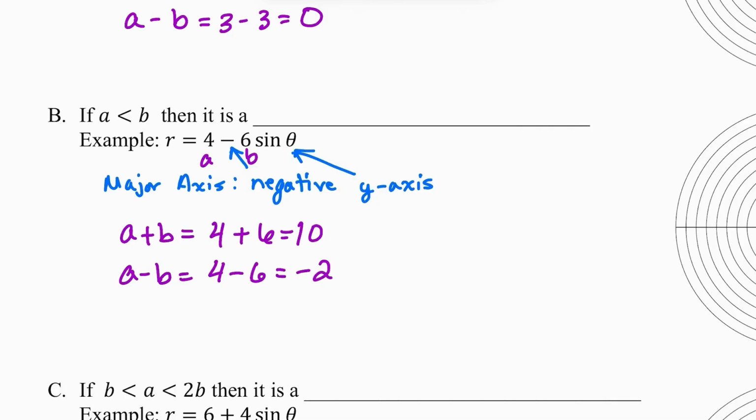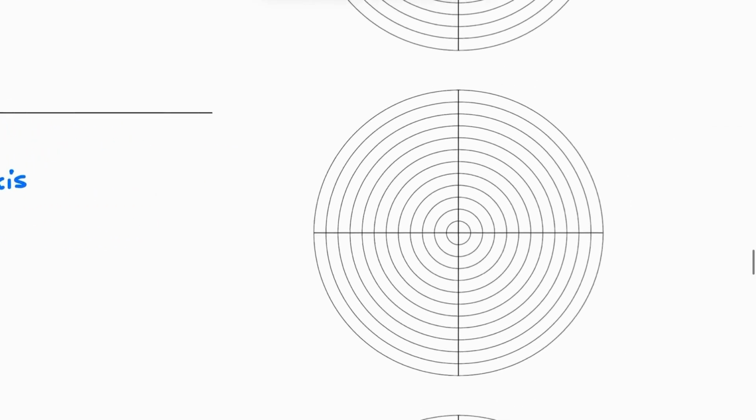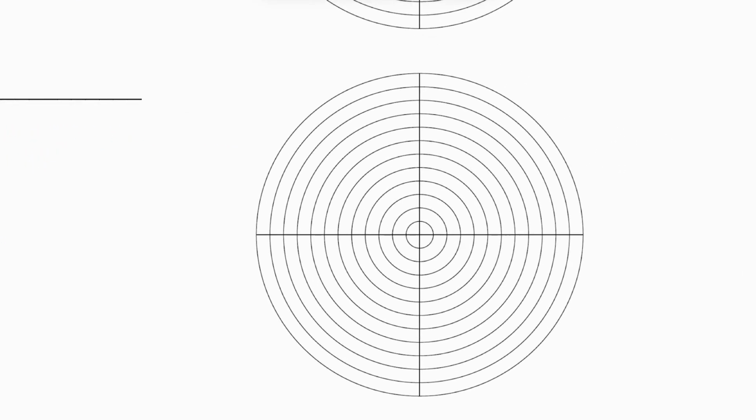So again, the major axis is going to be the negative y-axis. That means the longer part of my graph is going to go down. And then A plus B was 10, so I'm going to go 1, 2, 3, 4, 5, 6, 7, 8, 9, 10, and plot a point. But then, like I said with the cardioid, we're going in the opposite direction, so I'm going to go up negative 2. Well, how am I supposed to go up negative 2? Well, you don't. You go down 2.